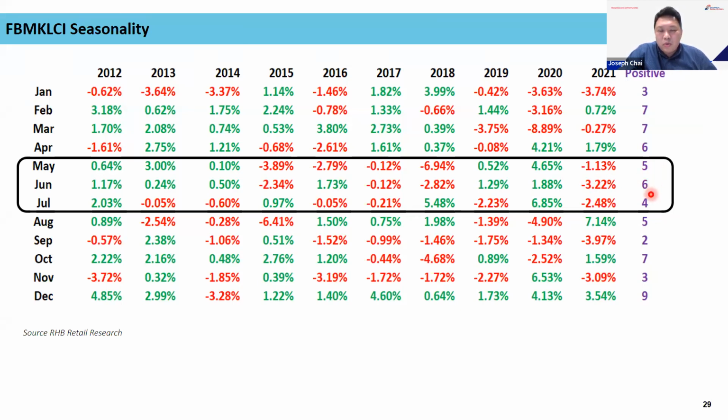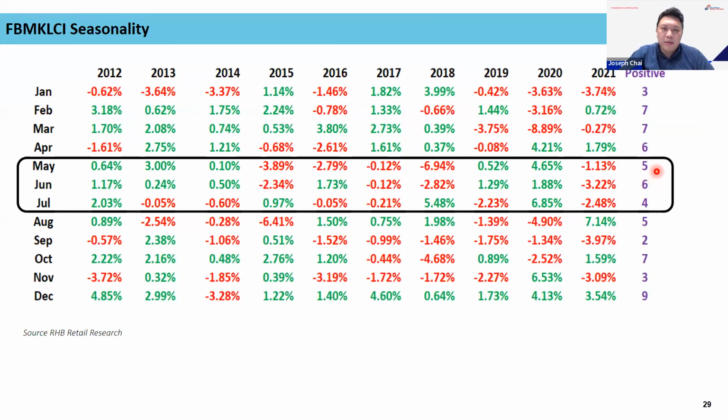Now, since we are towards the end of May, you can consider doing bottom fishing, or in the early month of June, you can look for your entry. Now, people will ask, why is there a turning point here? How come May is a bearish month and June is a positive month?